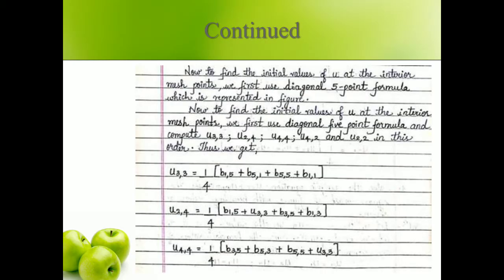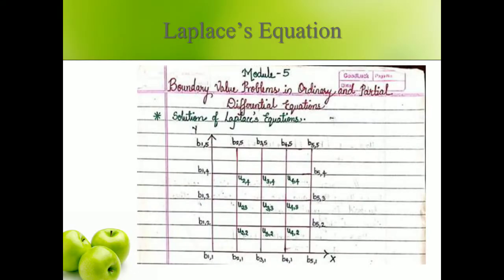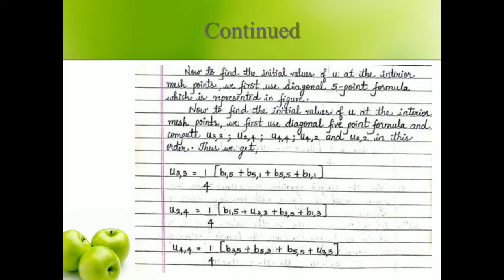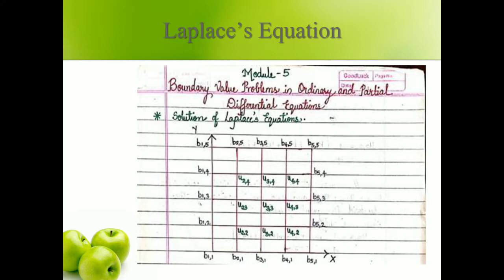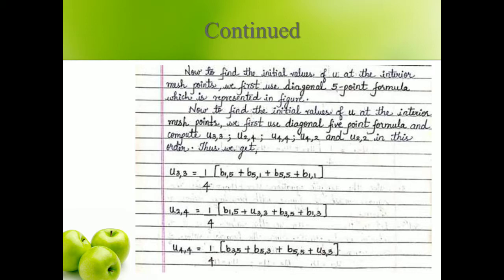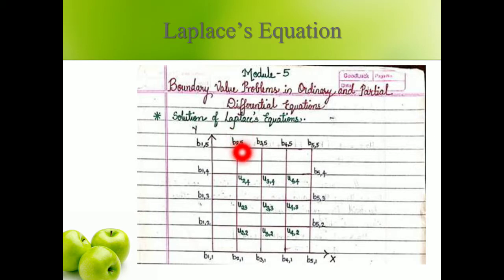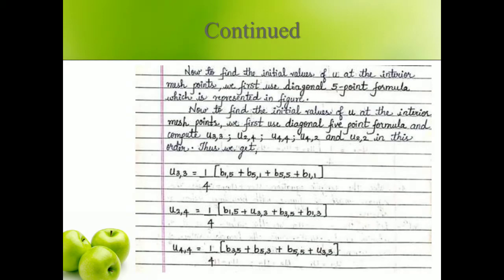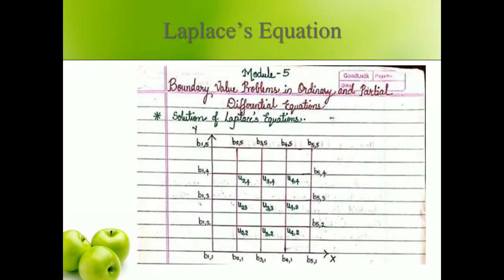I'll explain one thing, that is u33. u33 uses b15, b51, b55, b11. u33 comes exactly at the middle of these, so you will be taking the connected values b15, b51, b55, b11. Similarly for u24, you will be using b15, u33, b35, b13.